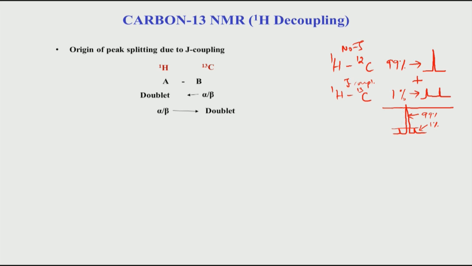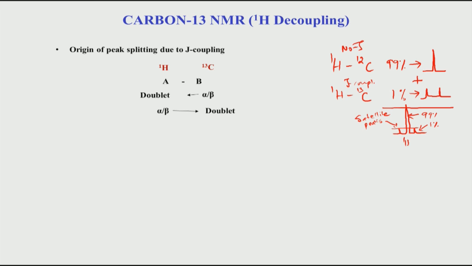So, this is about 100 times taller compared to these small peaks. We use the word satellites, so these are called satellite peaks. This is the case in the hydrogen spectrum.